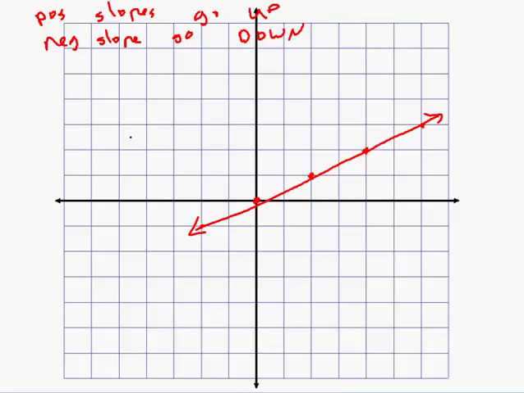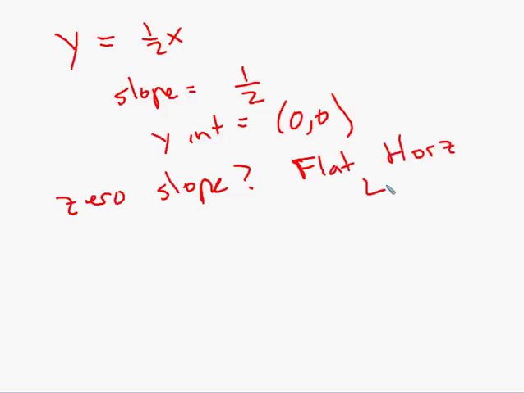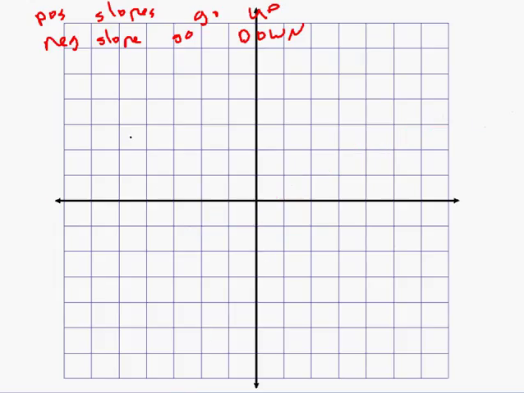That leaves one other thing concerning slope, and that is, what is a zero slope? That is a flat, horizontal line. It's going to have the form y equals 4, or y equals -2, or y equals some number. All horizontal lines are flat. That's my y equals 4, and here is my y equals -2.